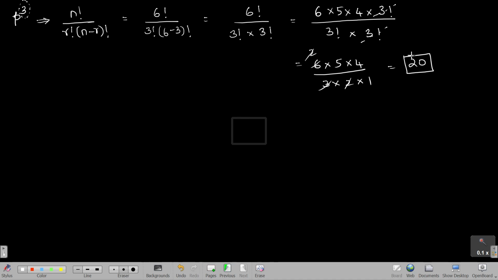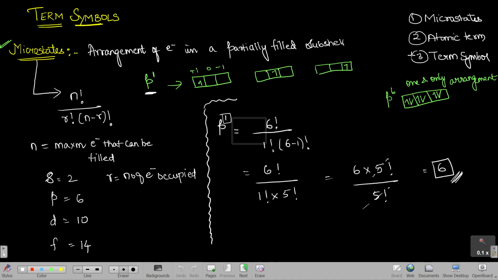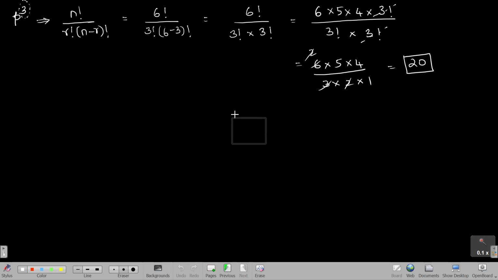So if you can see here, as the number of electrons in the configuration keeps increasing, the number of possibilities of arranging them is also increasing. That is why the formula becomes more important. So for P3, there are basically 20 different types of arrangements in which you can place those 3 electrons in the given set of orbitals, and so the number of microstates here becomes 20.